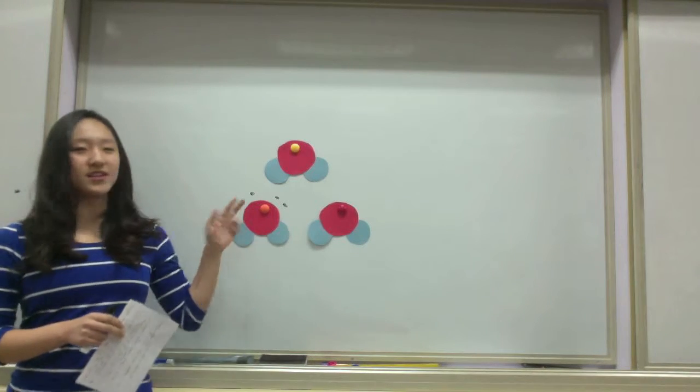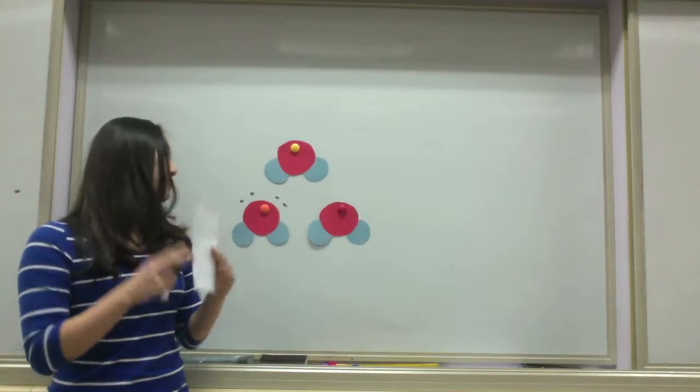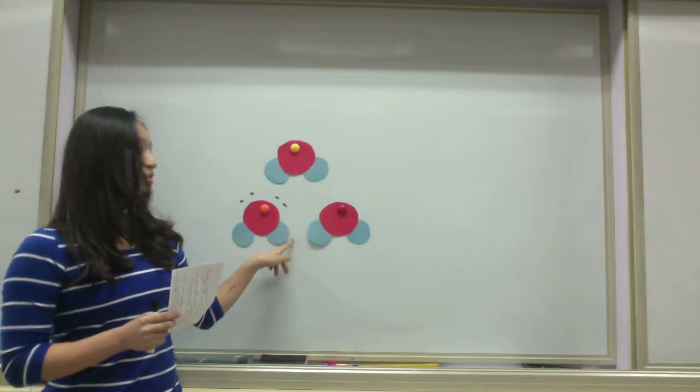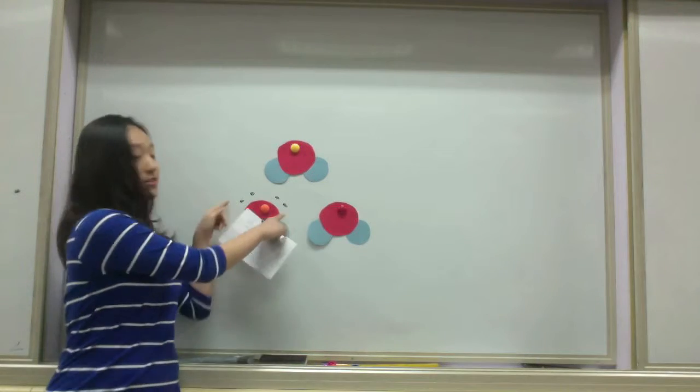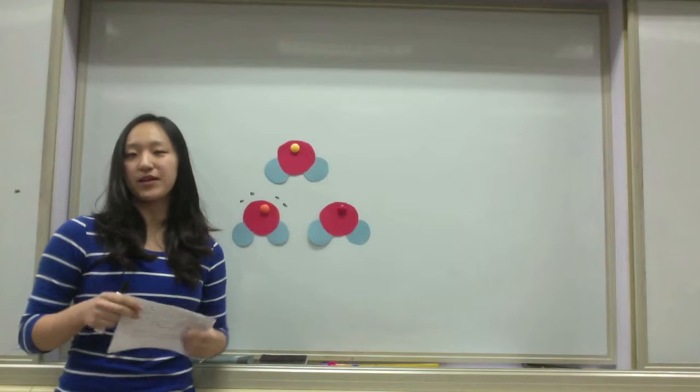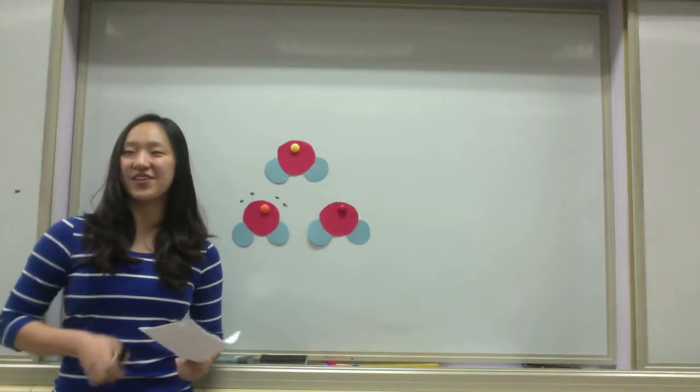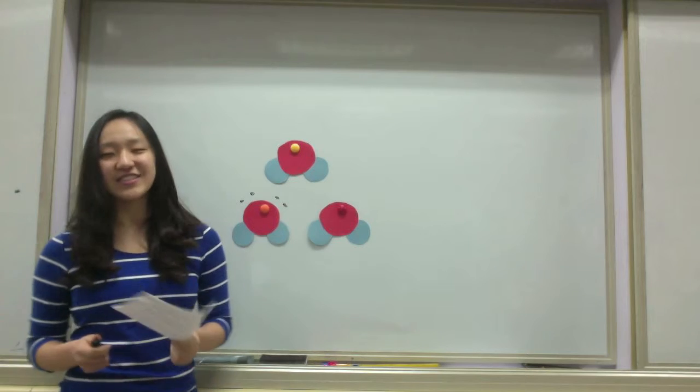This is also what gives the water a bent shape, because the electrons in the hydrogen area repel from these lone pairs, and so it gives the water a bent angle of around 105 degrees.